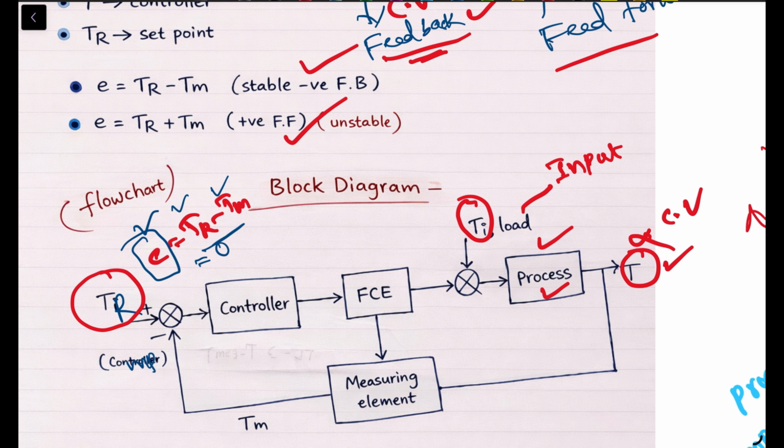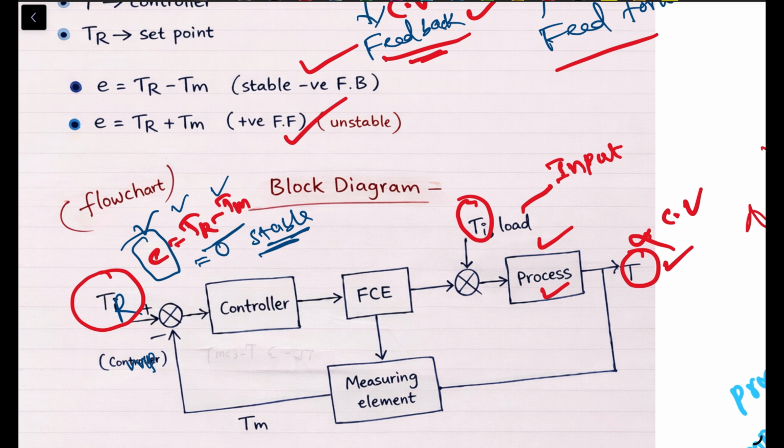This system is called a stable system. Very, very important. This system is called a stable system, and therefore it is commonly used in most industrial processes.